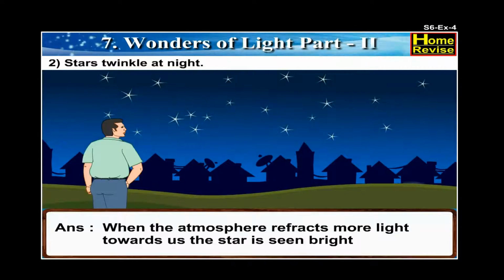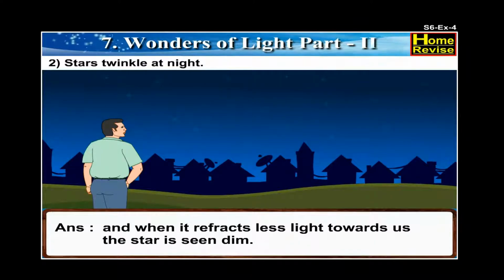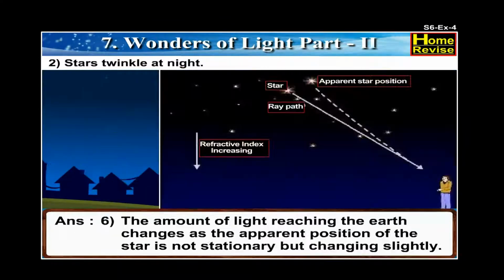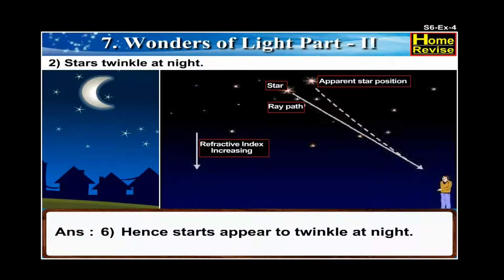5. When the atmosphere refracts more light towards us, the star is seen bright, and when it refracts less light towards us, the star is seen dim. 6. The amount of light reaching the Earth changes as the apparent position of the star is not stationary but changing slightly. Hence, the stars appear to twinkle at night.